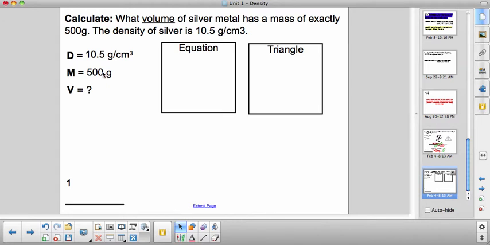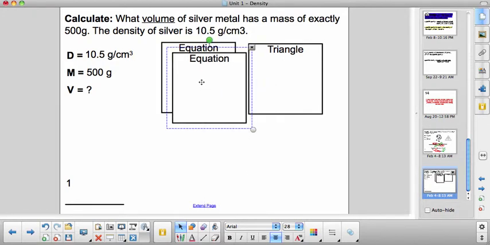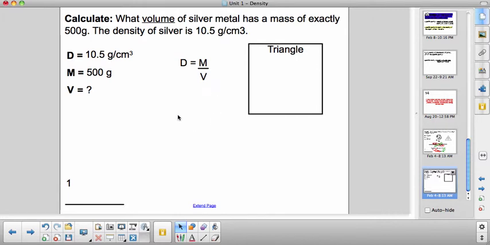Let's take a look. The density is 10.5 grams per cubic centimeter. We want to have a mass of exactly 500 grams. We need to figure out what the volume of this silver would be. Here's the equation we're going to use: density equals mass over volume.